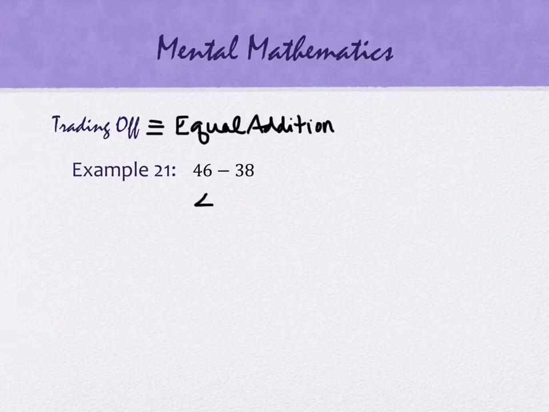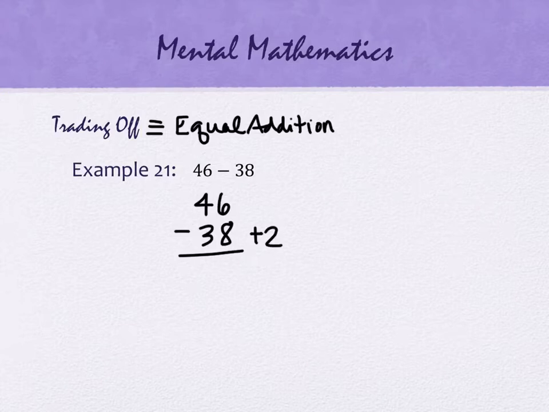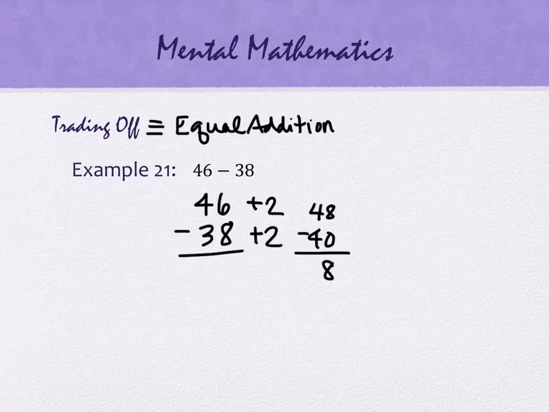So again, you guys know how to do this because we've been working with it. We're not going to borrow. So what would I have to add to 38 to turn the 8 into a 0? 2. And since this is equal additions with subtraction, if I add 2 to the bottom number, I also add 2 to the top. If I were working with addition, I would add 2 to the bottom number and subtract 2 from the top, or vice versa. So the 38, of course, becomes the 40. What does the 46 become? 48. And then, of course, 48 minus 40 would be 8.